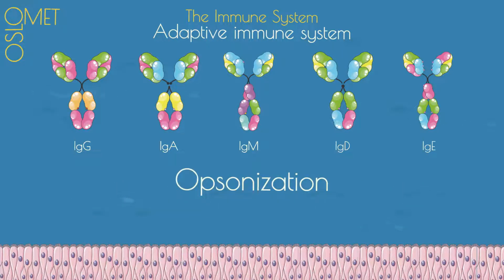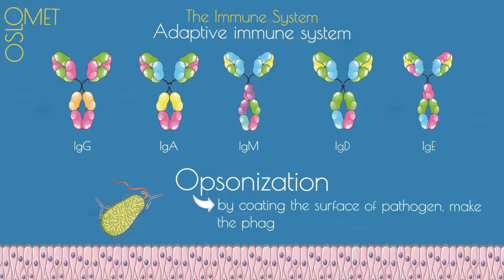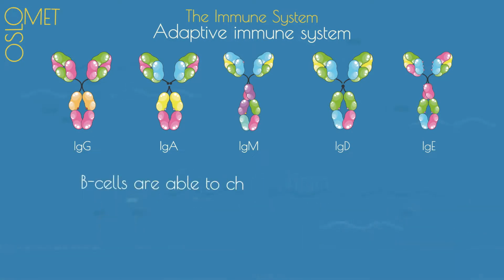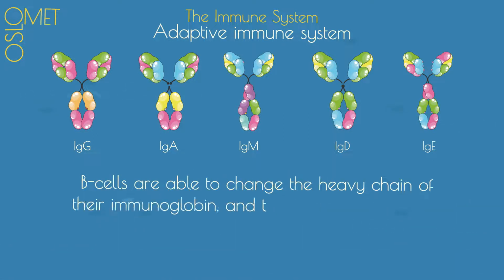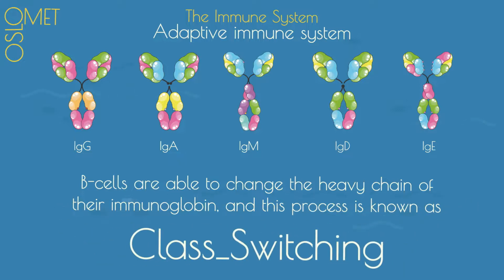Another function of immunoglobulins is known as opsonization, which again by coating the surface of the pathogen, makes phagocytosis easier for macrophages. B cells are also capable of changing the heavy chain of immunoglobulins, and this process is known as class switching.